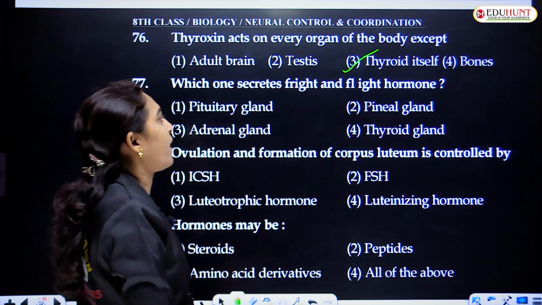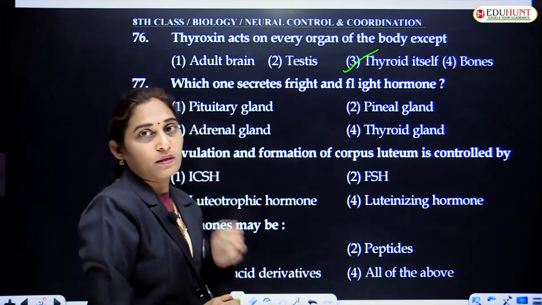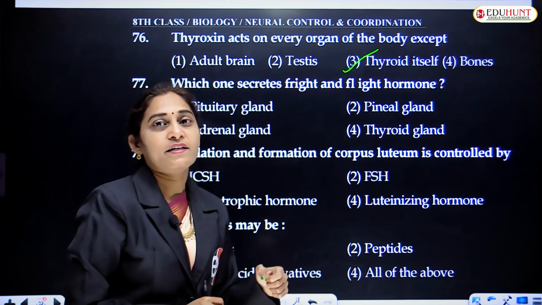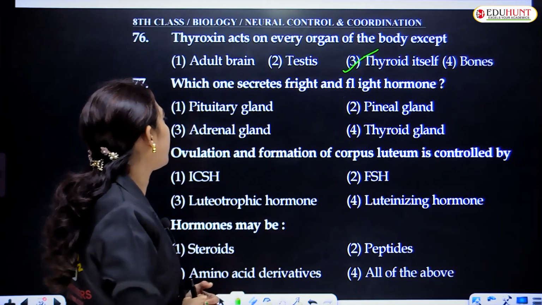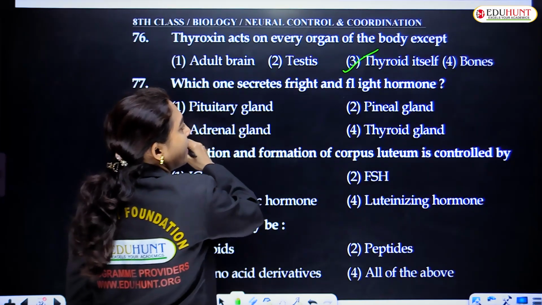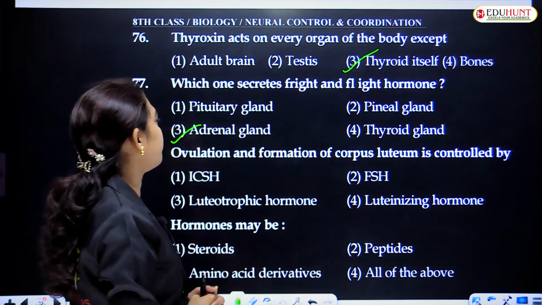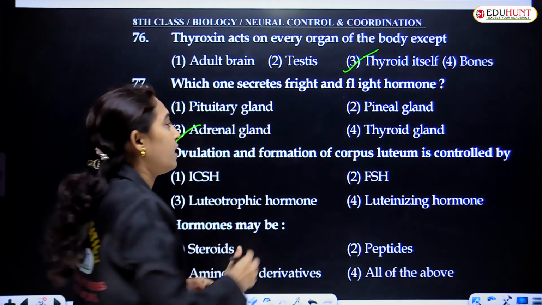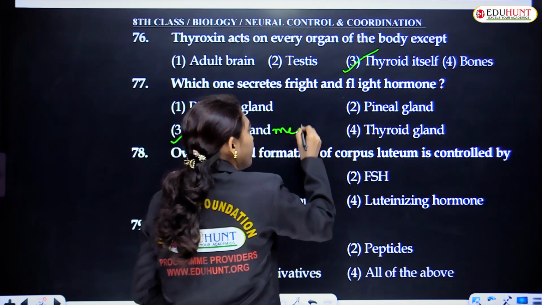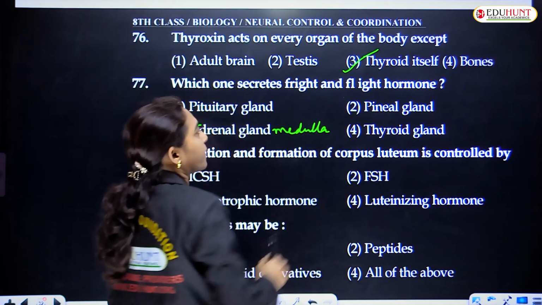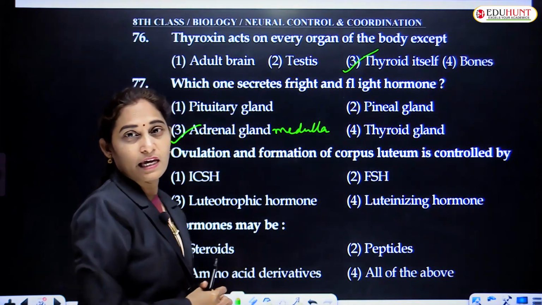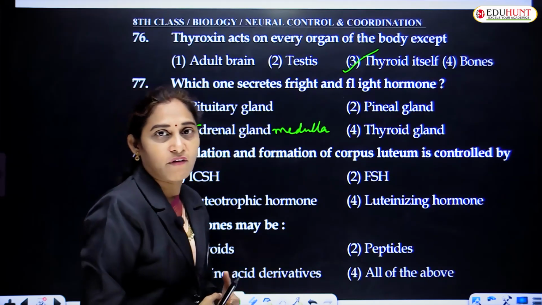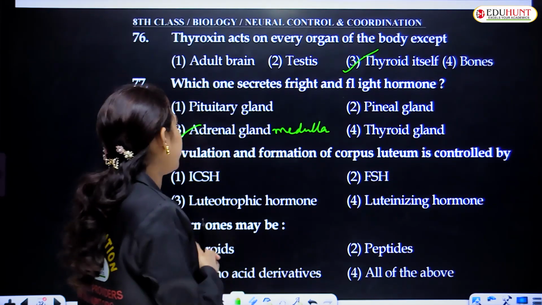Which one secretes fight flight hormone? That is triple F: fright, flight and fight hormone. The adrenal gland secretes this hormone, the adrenal medulla. Medulla secretes epinephrine or adrenaline. That is the fight, fright and flight hormone.